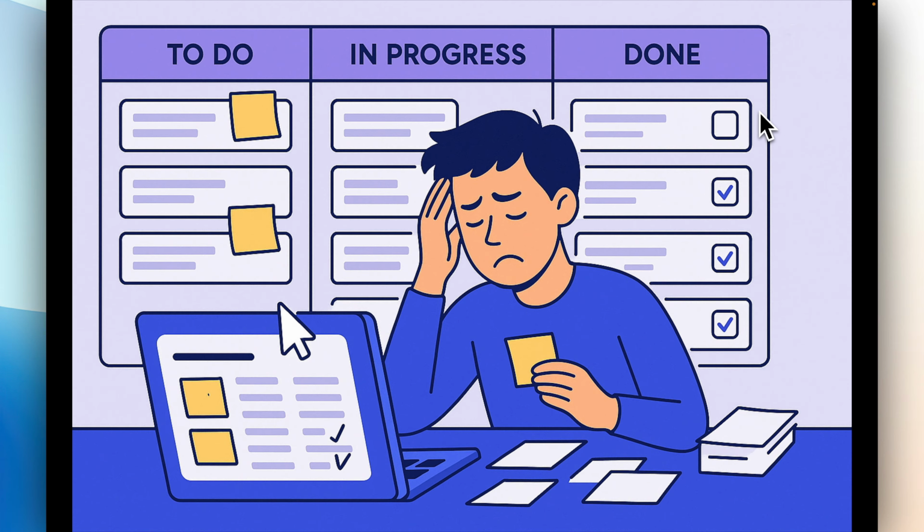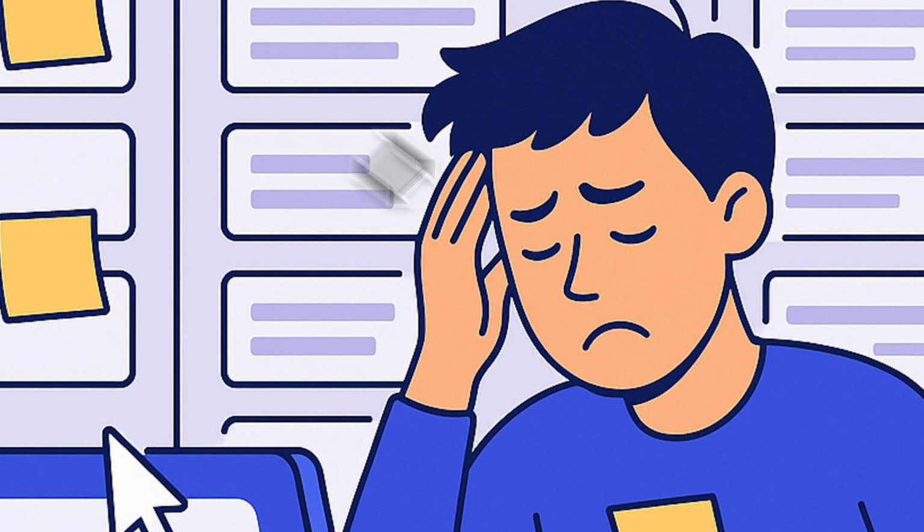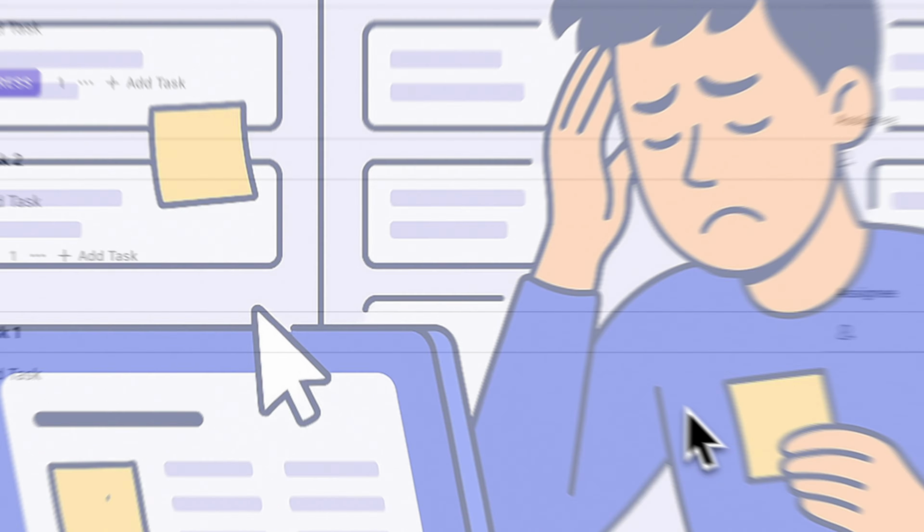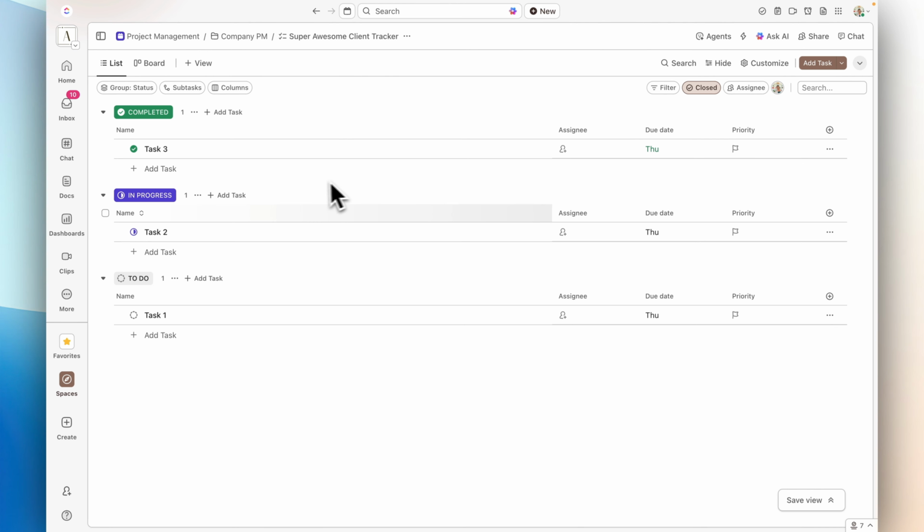Stop wasting time manually updating your team on project status. Here's how to automate status updates in ClickUp in under 3 minutes and keep your team in the loop without lifting a finger. Today, we're using ClickUp automation to automatically update task statuses based on triggers you set. By the end of this video, your project statuses will update themselves and notify your team automatically. No manual work required. Let's get started.